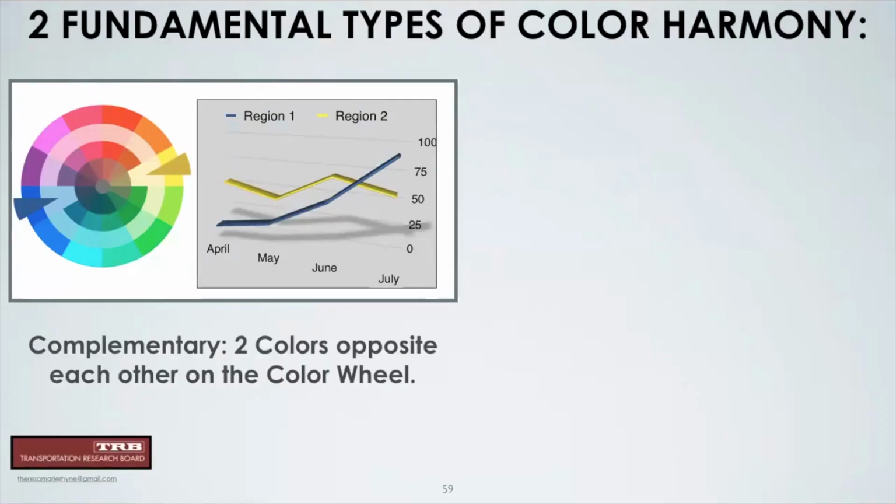So there are three fundamental types of color harmony. One of them is complementary, two colors opposite each other. Now look at how I've got that. I have a 3D shade in there, but notice that I don't have a pure yellow and a pure blue. And I am not putting that on a white background. I've got it on a gray background.